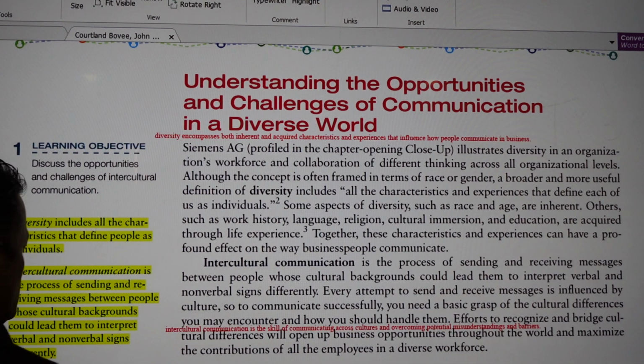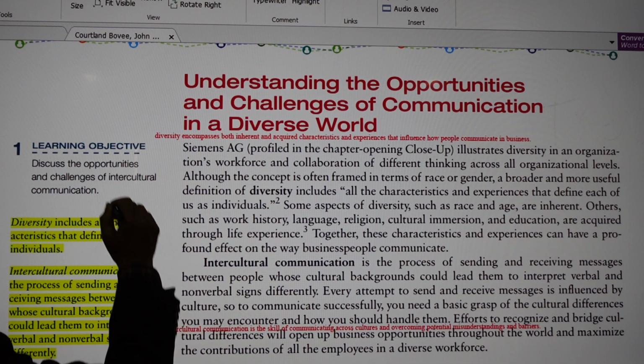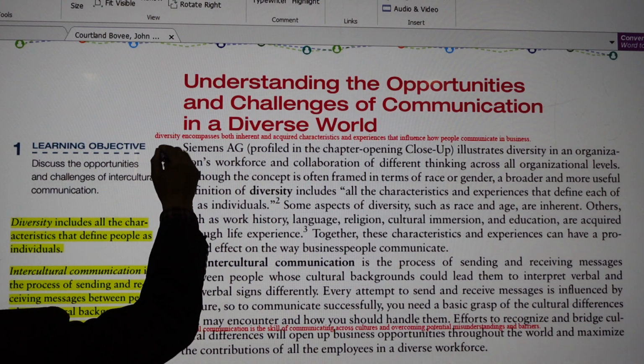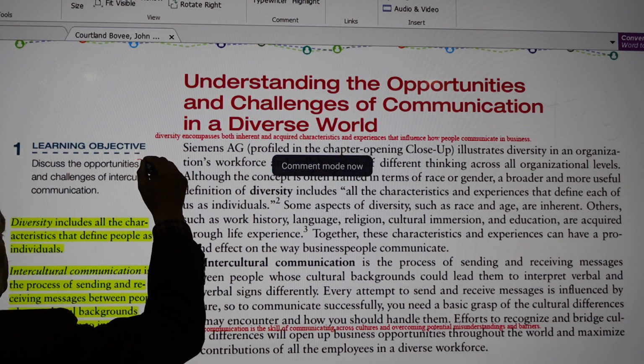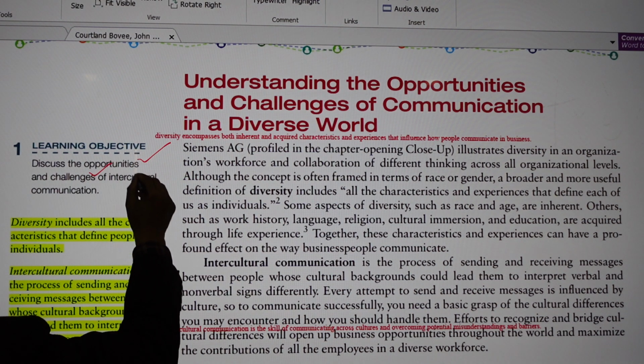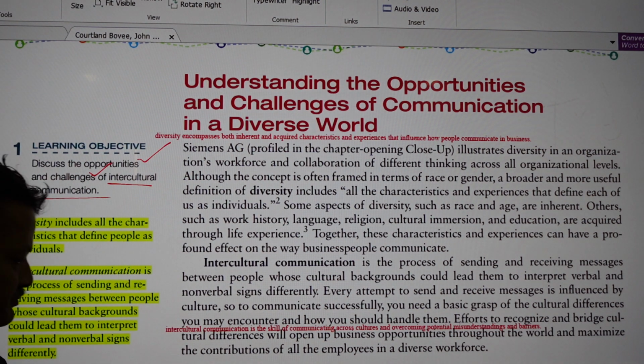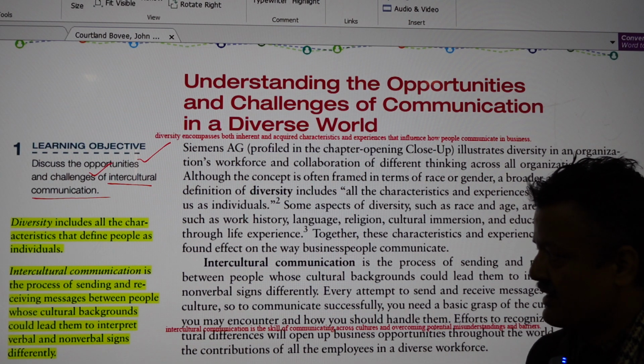So make the heading, write the heading. Write L1. So now we will discuss what is the plus point and minus point of intercultural communication. Right? What is diversity?